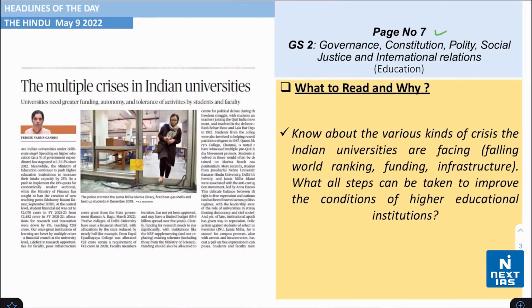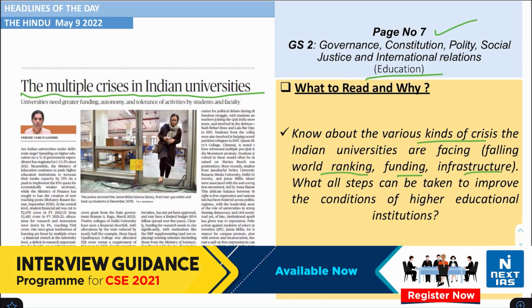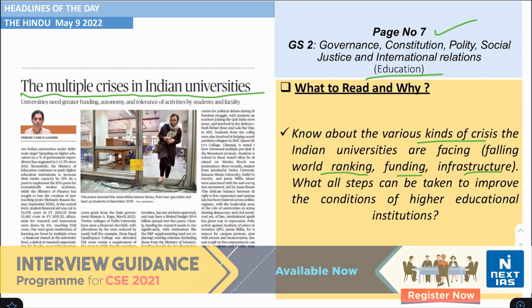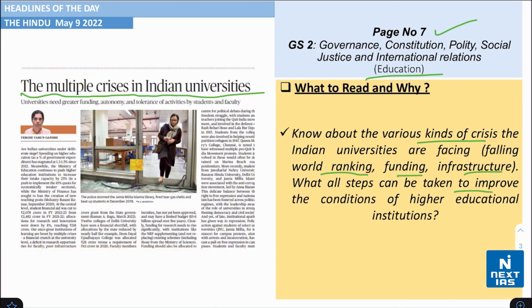Take a look at page number 7 from the topic of education. The headline says the multiple crises in Indian universities. Now, you need to know about the various kinds of crises the Indian universities are facing, including the falling world ranking, the funding, and also the infrastructure deteriorating. Also, understand what all steps can be taken to improve the conditions of higher educational institutions.